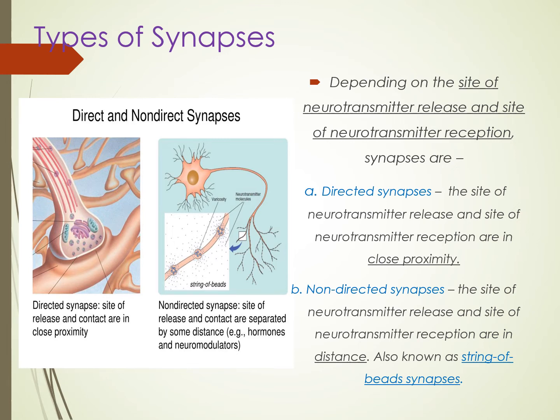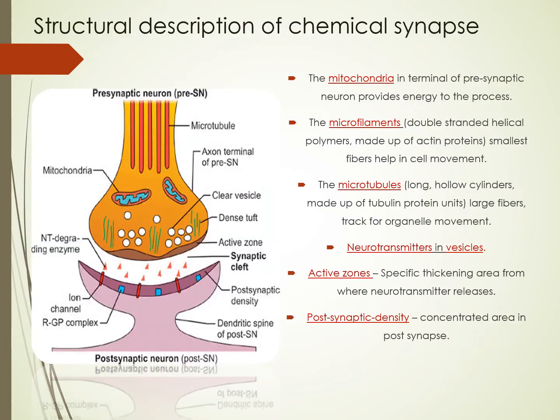So in directed synapses, the site of neurotransmitter release and the site of neurotransmitter reception are in close proximity. This is the difference between directed and non-directed synapse, because in non-directed synapse, the site of neurotransmitter release and the site of neurotransmitter reception are at a distance. And non-directed synapse is also known as string of beads synapse.